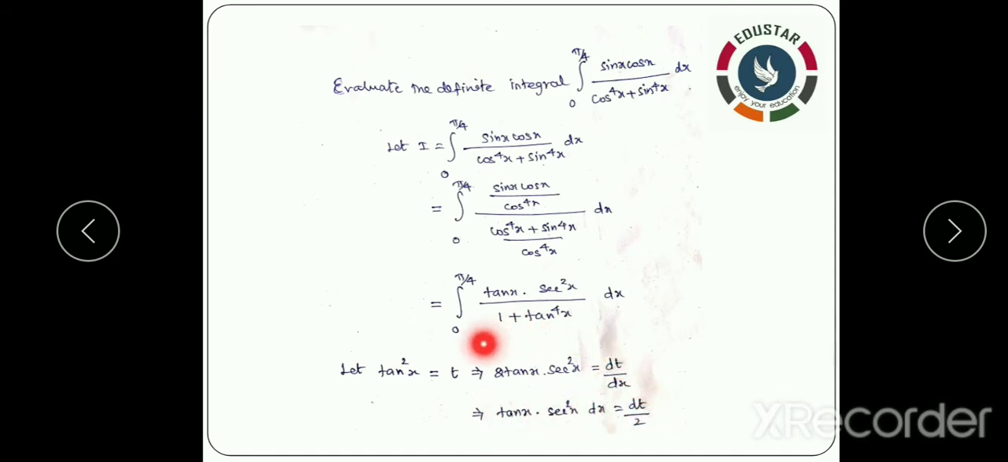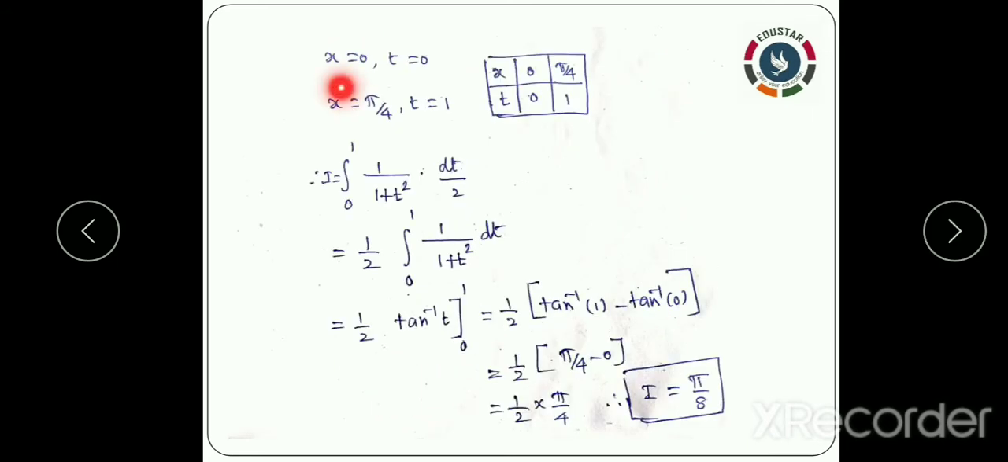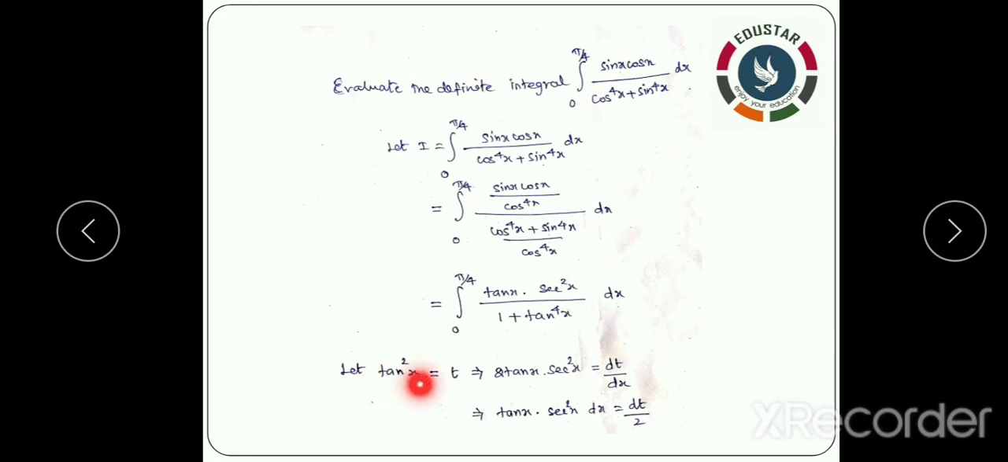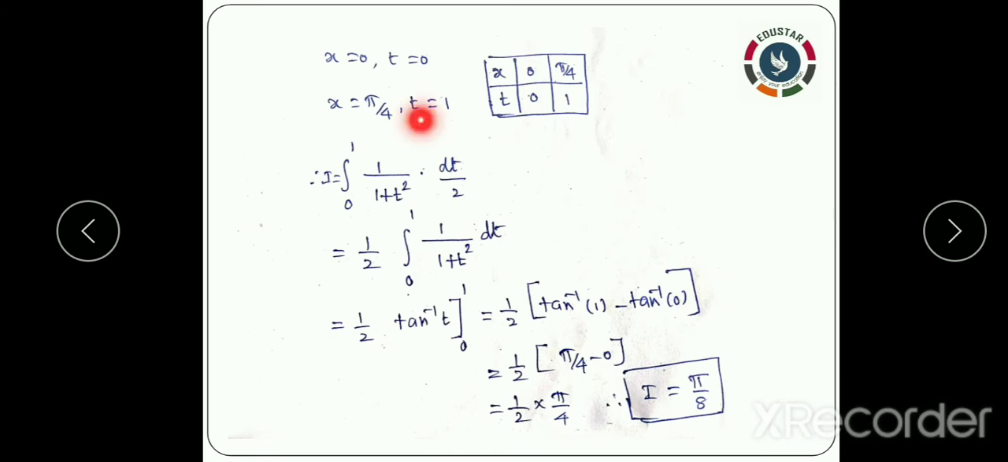Then we can change the limits also. When x equals 0, then t equals tan²0. We know that tan 0 is 0, therefore t equals 0. When x equals π/4, then tan²(π/4) equals t. Then tan²(π/4) gives t equal to 1. So we can write the limits: x equal to 0, then t equal to 0. When x equals π/4, then t equals 1.